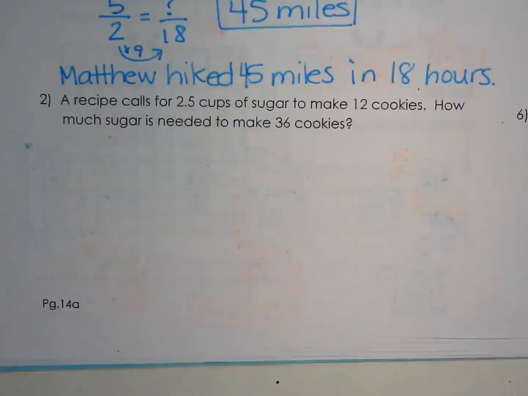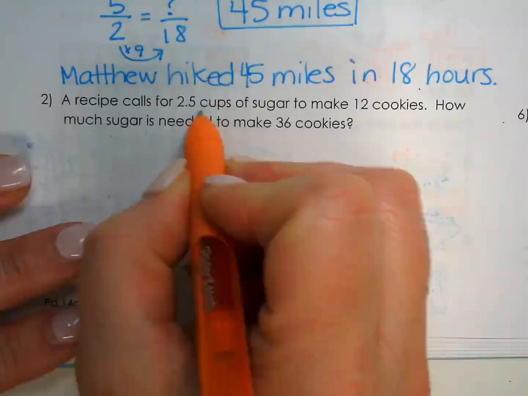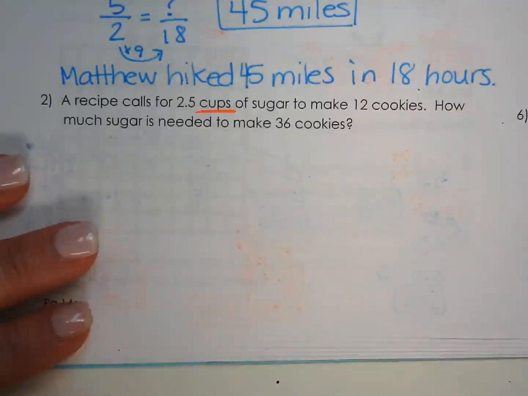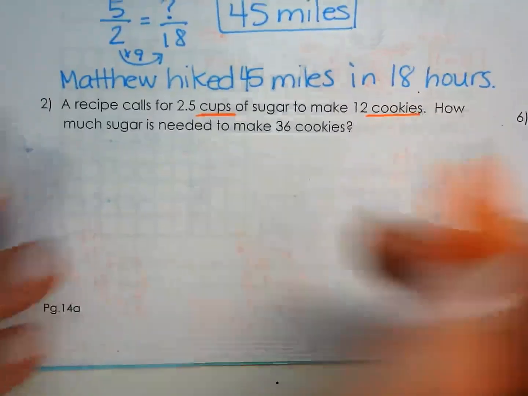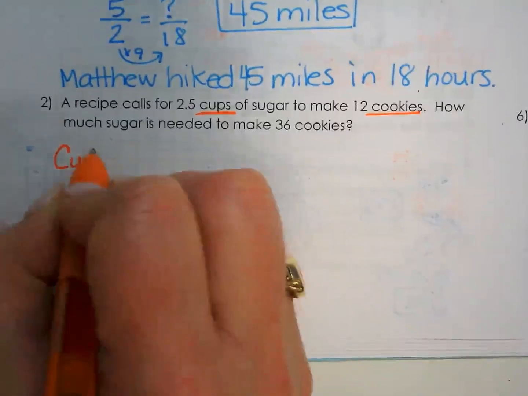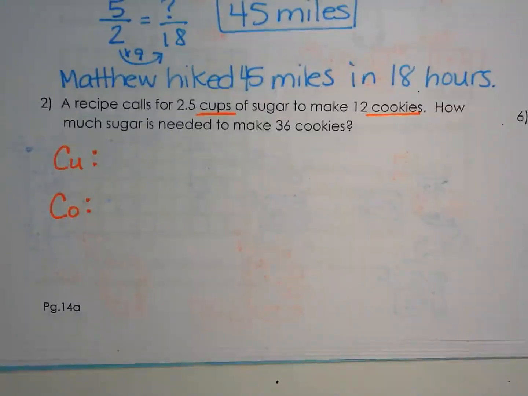Please raise your hand if you can tell me the 2 things we're comparing here. Who haven't I talked to yet today? Arthur. Cups to what? What are you making with those cups of sugar? Cookies. So I'm going to put a CU to represent cups, CO to represent cookies. You can use anything you want. You can make drawings. It doesn't matter. Just something to remind me that the cups are always here and the cookies are always here.